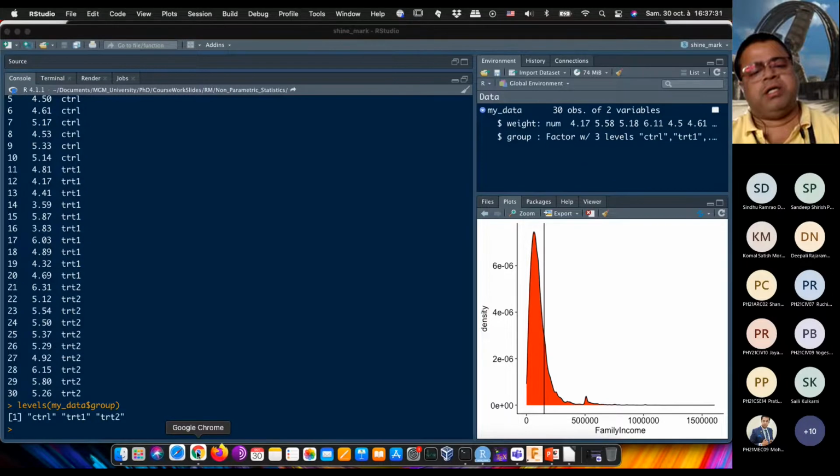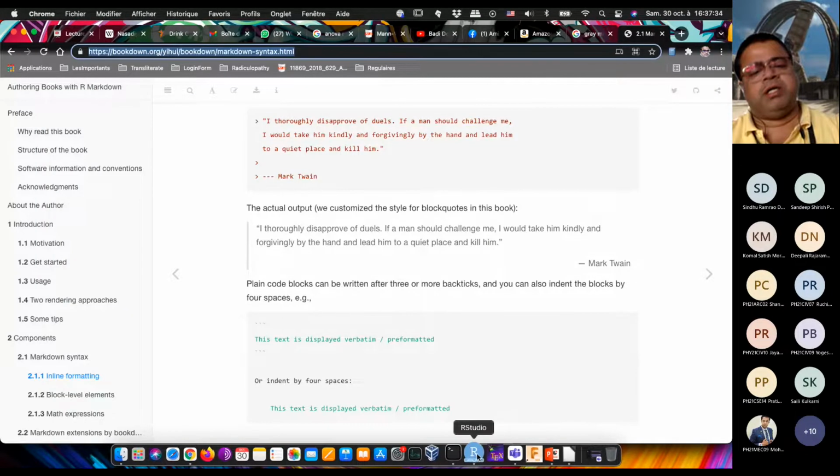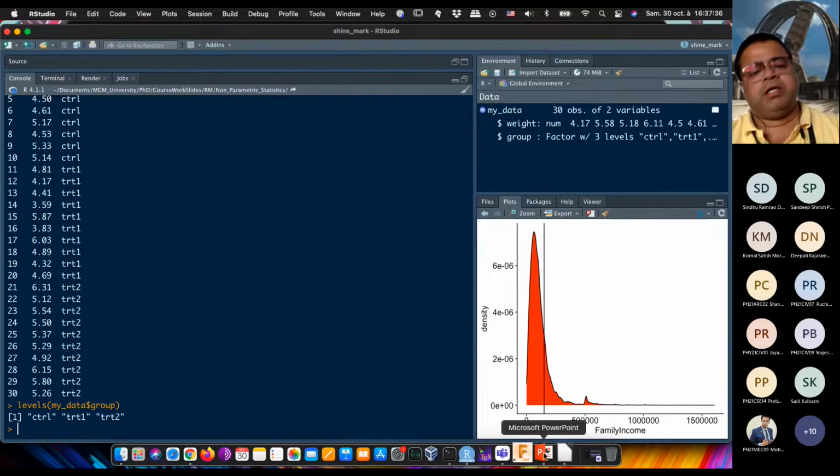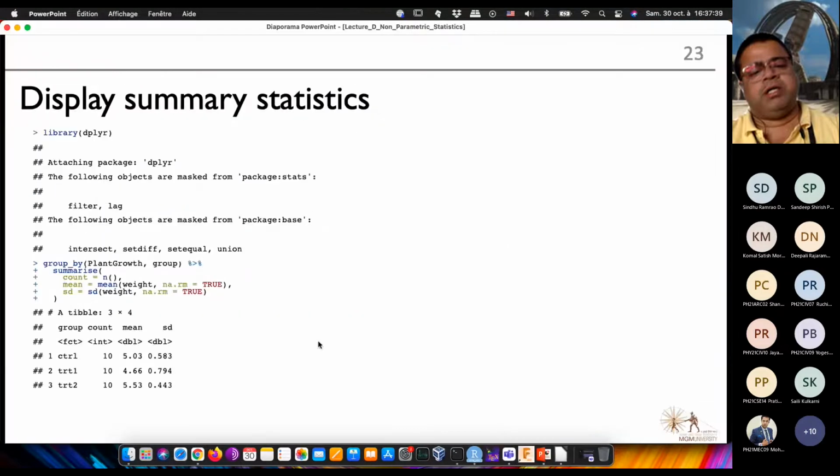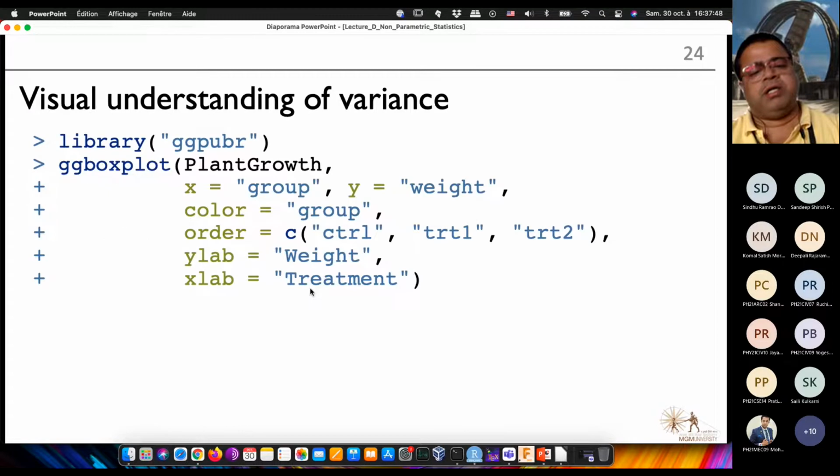All right, so what we have to do is this. Okay, so I have found out the levels, and I can actually create some statistics. I can just display the summary statistics. That's not important, but we have to first of all visually understand the variance. And how can I visually understand the variance? By using the box plot. So you can also do the GG box plot or Geom box plot, wherever you want.